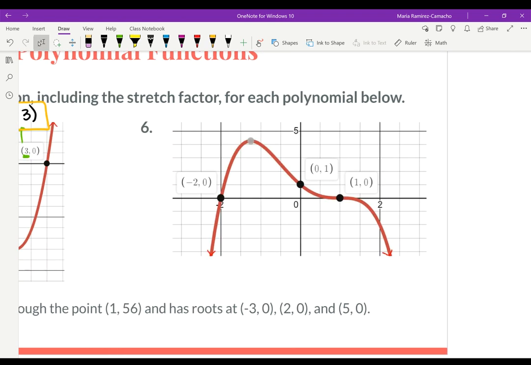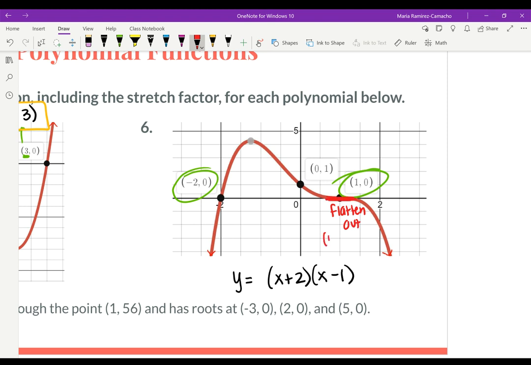Okay, number 6. We've got roots at (-2, 0) and at (1, 0). So my equation is going to have in it an x plus 2 and an x minus 1. At (-2, 0), the graph goes right through the x-axis, but at (1, 0), the graph does flatten out. Notice this flat part here. So that's going to be a triple root, which means that the x minus 1 has to be cubed.